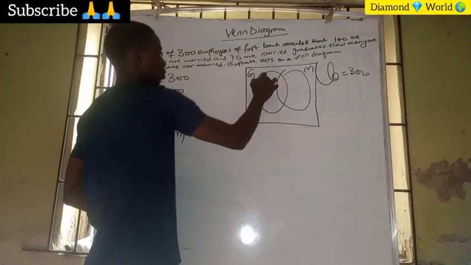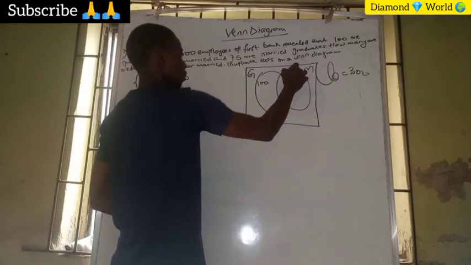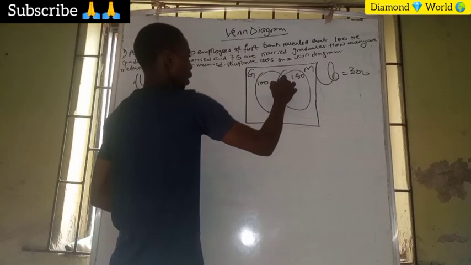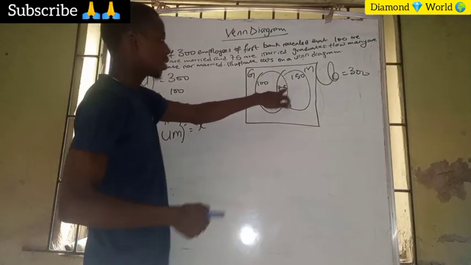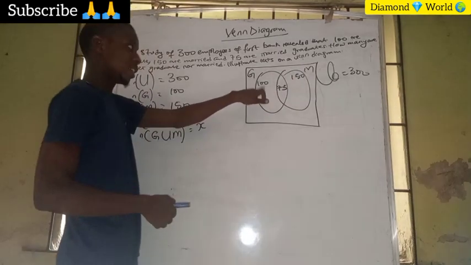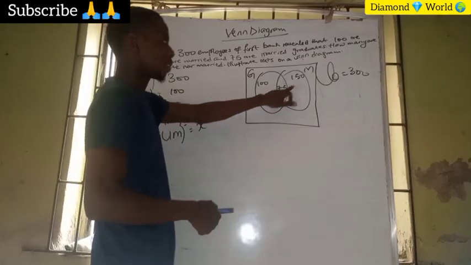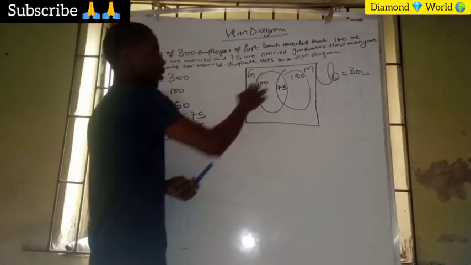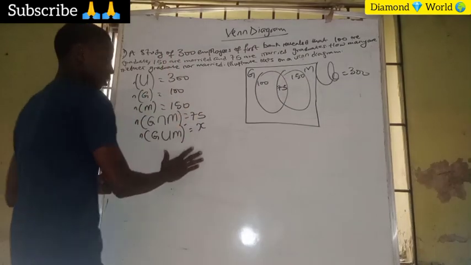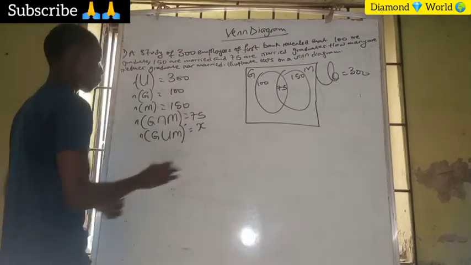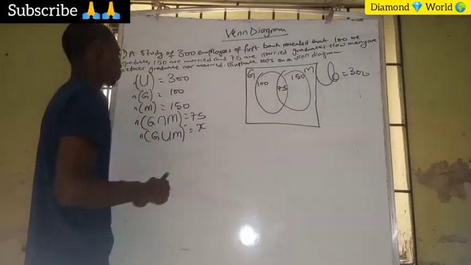I have 100, I have 150, I have 75. Now, the question is, this 75 is here. This 75 is also under this place. That means you have to take away 75 from here, take away 75 from here. But before we go to that place, let's do it on this side first. Let's go back to this before we continue.